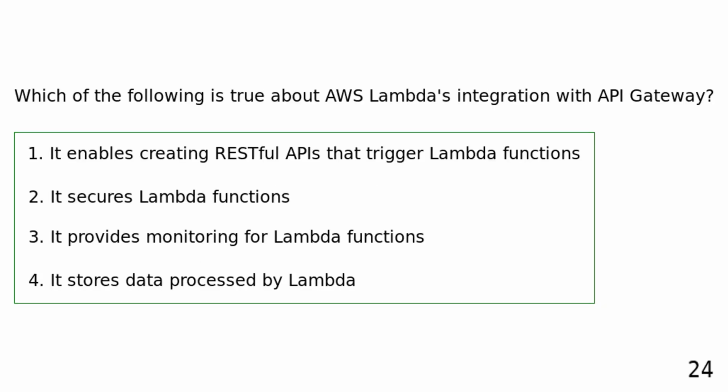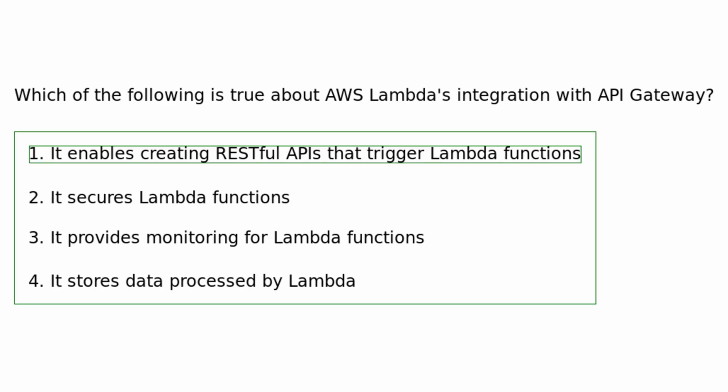Which of the following is true about AWS Lambda's integration with API Gateway? It enables creating RESTful APIs that trigger Lambda functions. It secures Lambda functions. It provides monitoring for Lambda functions. It stores data processed by Lambda. Amazon API Gateway can be used to create, publish, and secure APIs that trigger AWS Lambda functions upon HTTP requests.